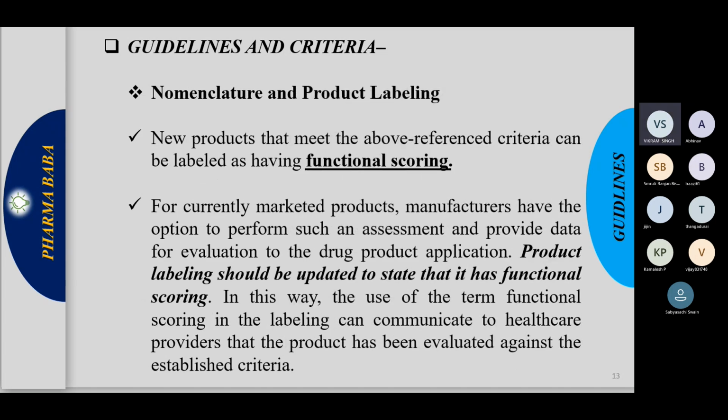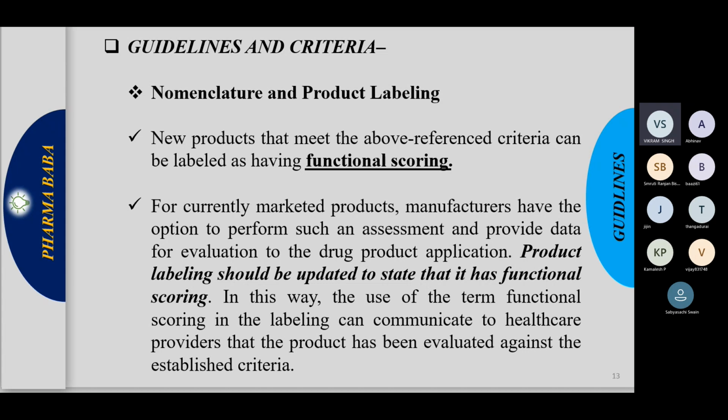This is the important part actually. This guidance clearly recommends the nomenclature and product labeling. They say that a new product that meets the above reference criteria, if you are following this guidance, can be labeled as having functional scoring. So instead of using the word scored, or the word breakline, if you are complying with these criteria, use the words functional scoring. It is recommended by the agency. And nowadays they have started giving deficiencies on this also. So your labeling, your description part, should have the words functional scoring.